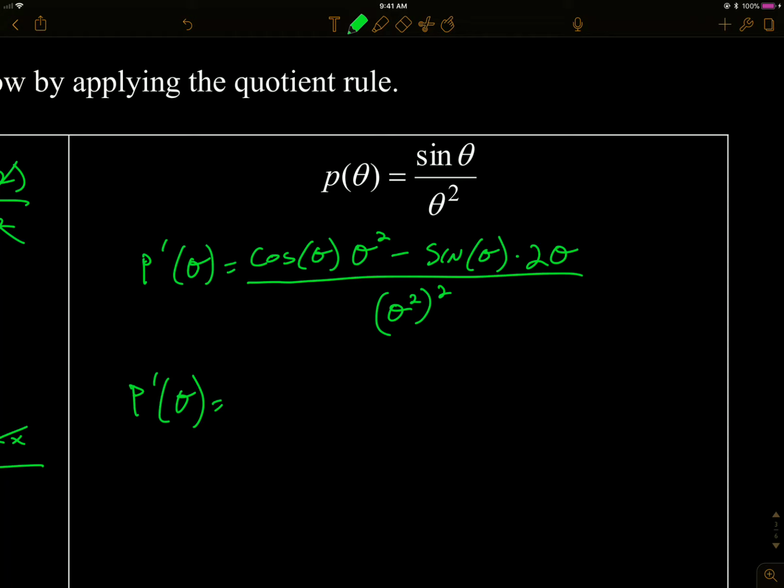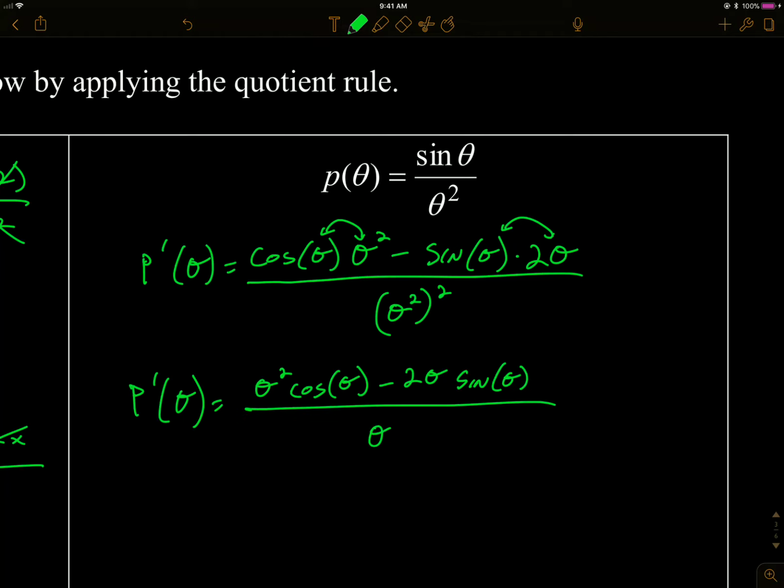Simplification-wise, we've got theta squared. I'm just going to rewrite each term, clean it up. So I'm going to switch that multiplication. Minus, I'm switching this multiplication. And then squared is to the 4th.